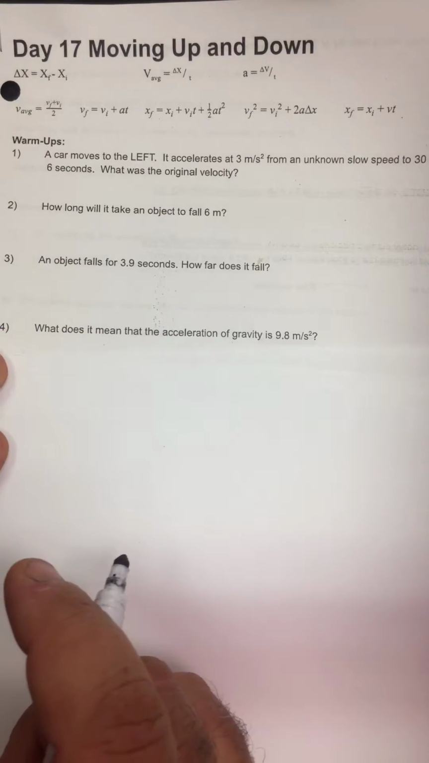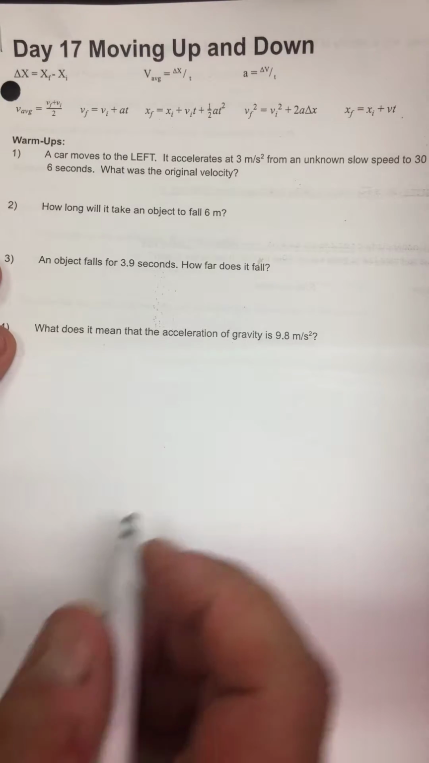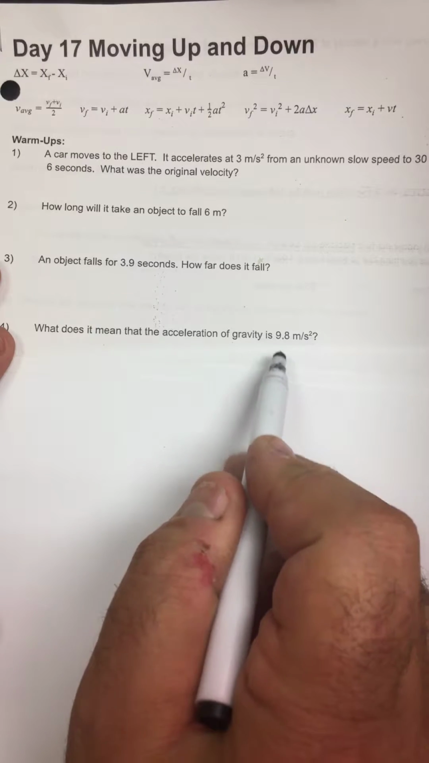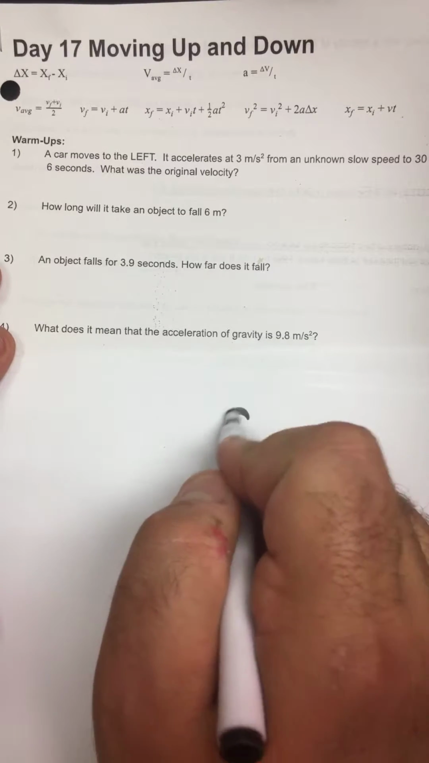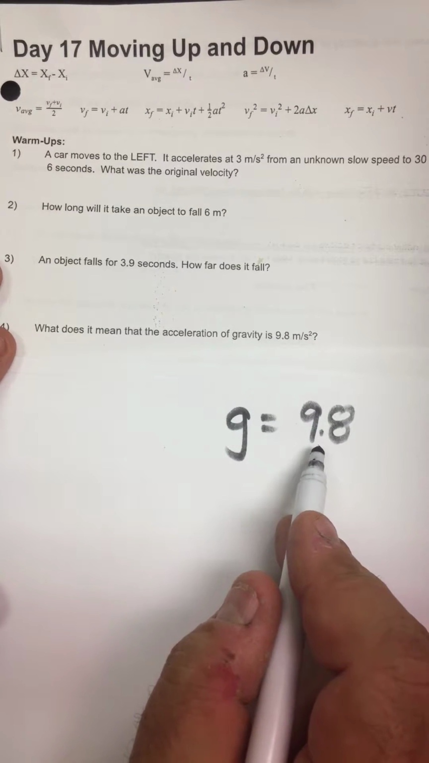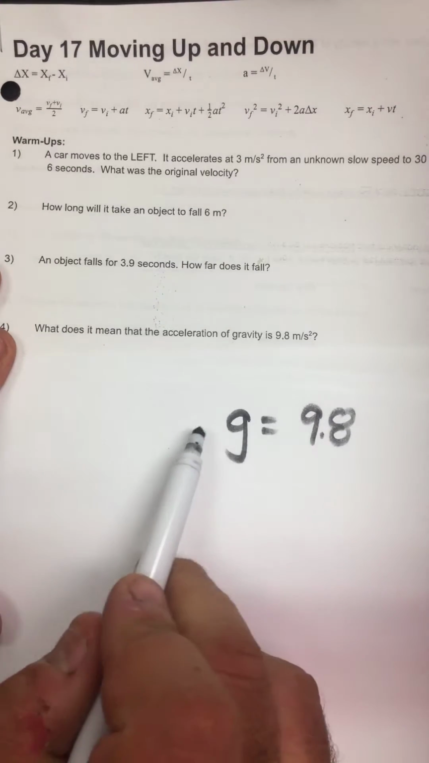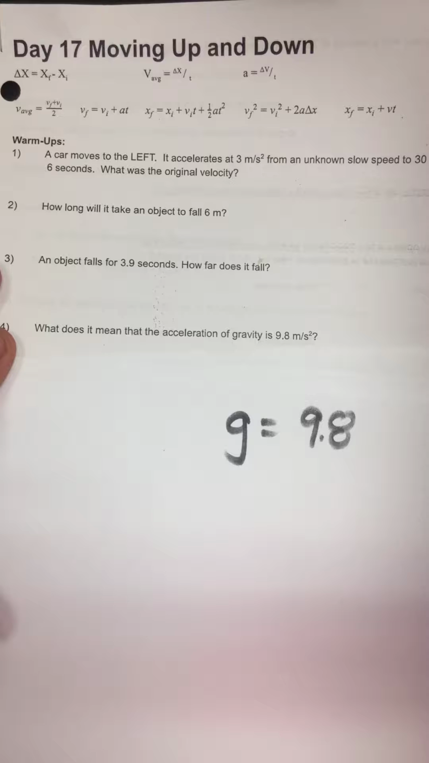Number 4. What does it mean that the acceleration of gravity is 9.8 meters per second squared? It means that for every second that passes by, the velocity is going to change by that much. And when we're talking about falling objects, the acceleration will always be a negative value. But please remember that little g is the positive value of 9.8, because that's used in so many different equations in different situations. Sometimes it's positive, sometimes it's negative in terms of the 9.8. So the letter G stands for the positive version, and if it's acceleration of gravity falling downwards, we'd make it a negative g, negative 9.8.